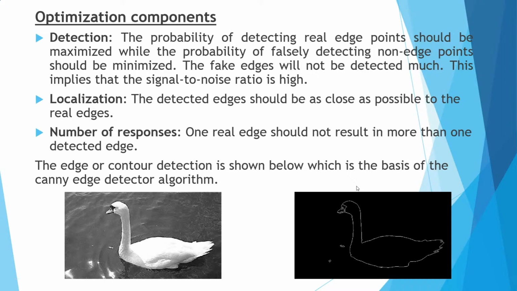Here we can see an example of edge detection. The edge or contour detection is shown below. Here we have an image of a duck in the water, and on the right we have the edge detected output of the image of the duck. Other than the edges, there is nothing else in the image, and it's pure black.